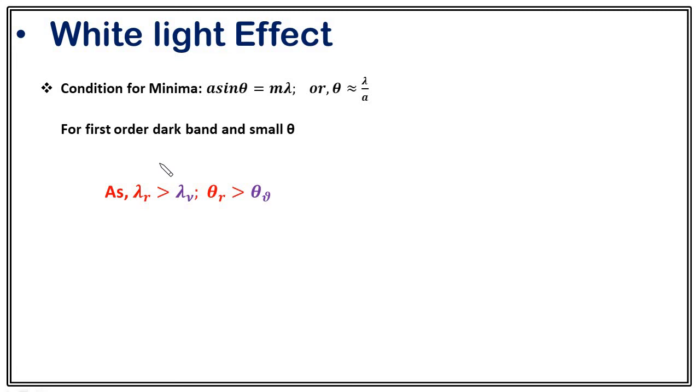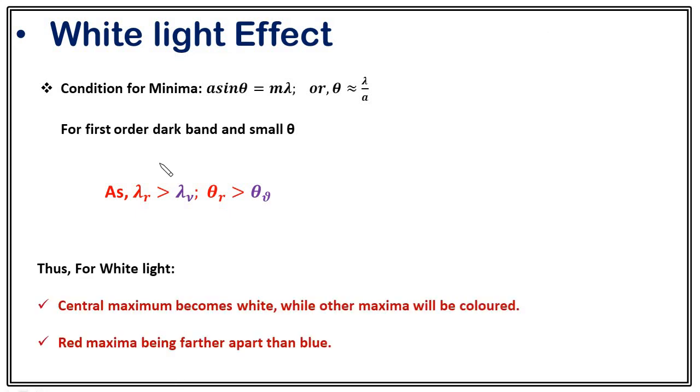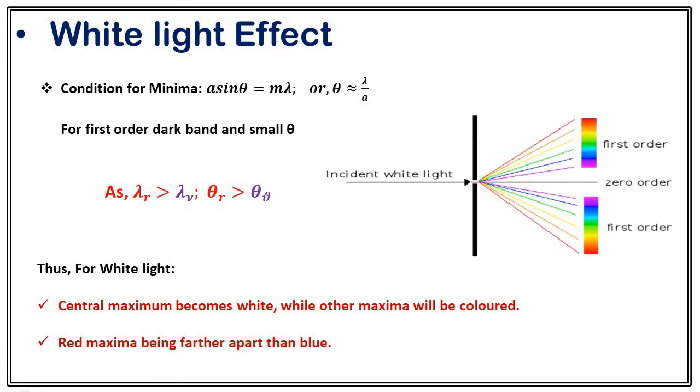What will be the condition for the principal maxima? Alpha equals 0, which leads us to theta equals 0. Therefore, the condition for the principal maxima doesn't depend upon wavelength. For all light, the principal maxima will form at the same place. As a result, the central maxima will be white, right? However, the condition for the other maxima will change due to the change in theta. Therefore, the other maxima will be colored, where the red maxima will be further apart from the blue.